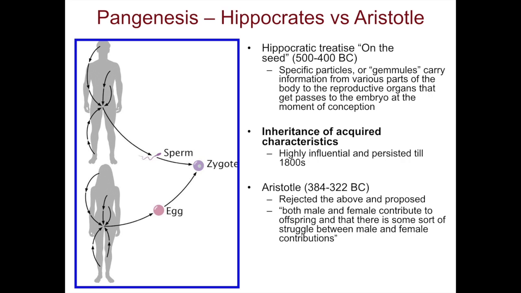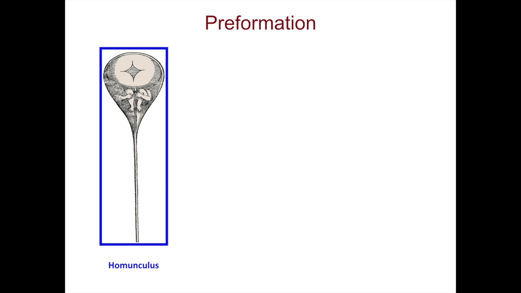Aristotle rejected the above and proposed that both male and female contribute to offspring and that there is some sort of struggle between male and female contributions. Much later on, the idea of preformation took hold.